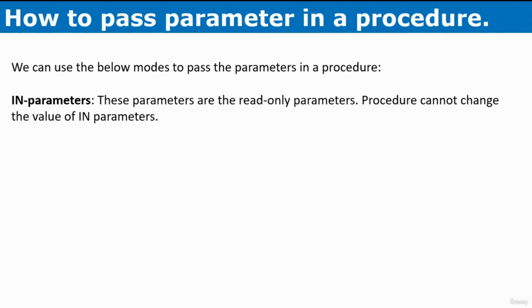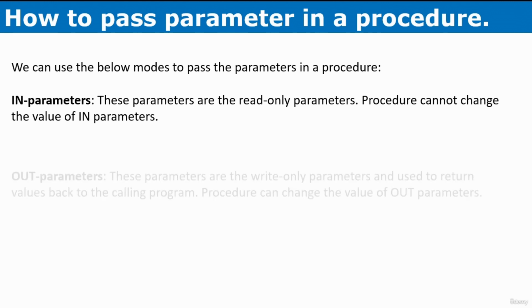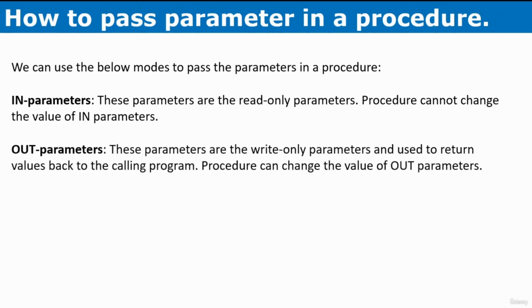We also have the OUT parameters. These parameters are write-only parameters and are used to return values back to the calling program. For this parameter, the procedure can change the value of the OUT parameter.